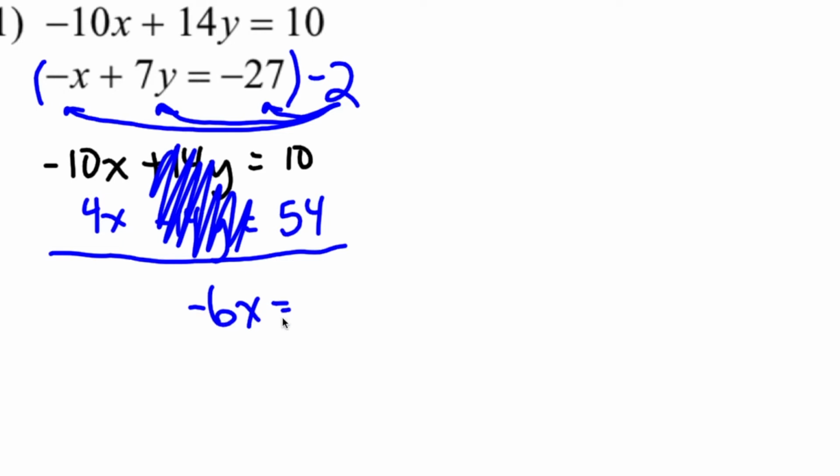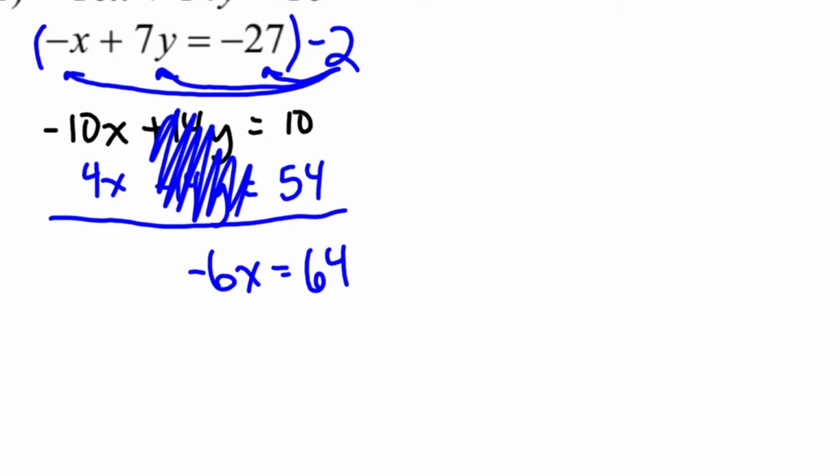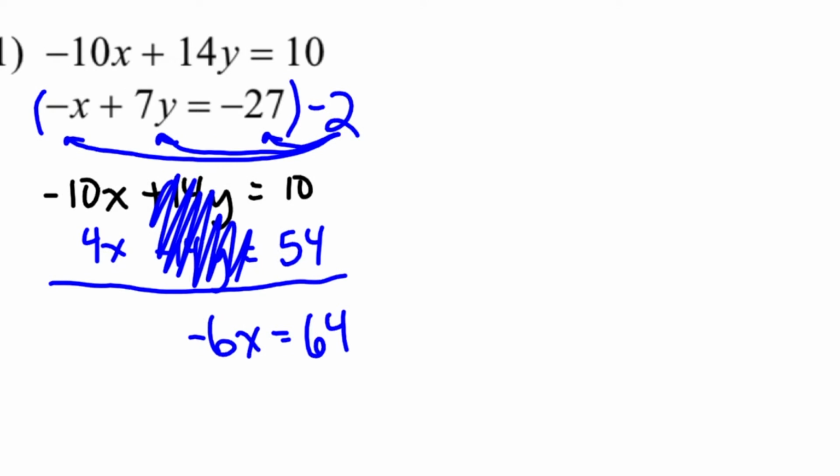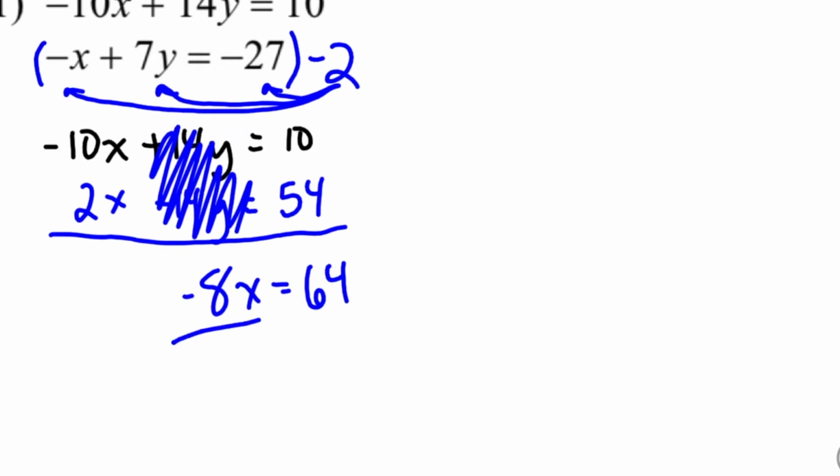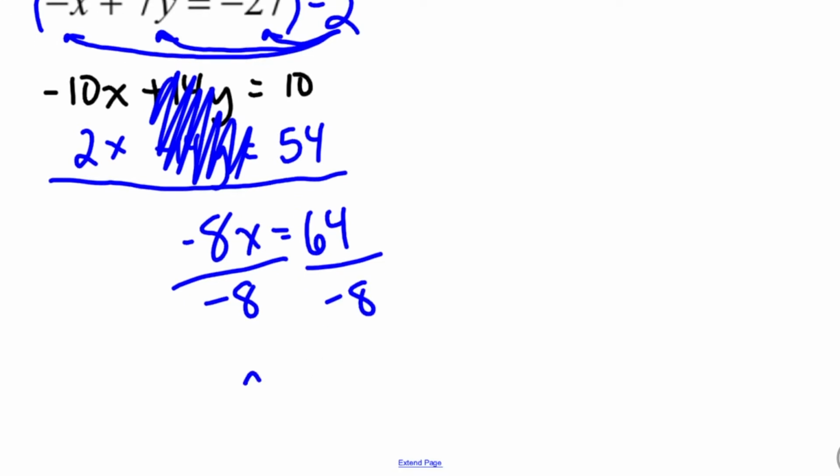And 10 plus 54 gives me 64. Hold on, back up. Just saw a mistake here. This should be a -4x, so 10x minus 4x... wait, 2x... which gives me -8x down here. All right, divide by -8. Divide by -8. And I get that x is equal to -8.